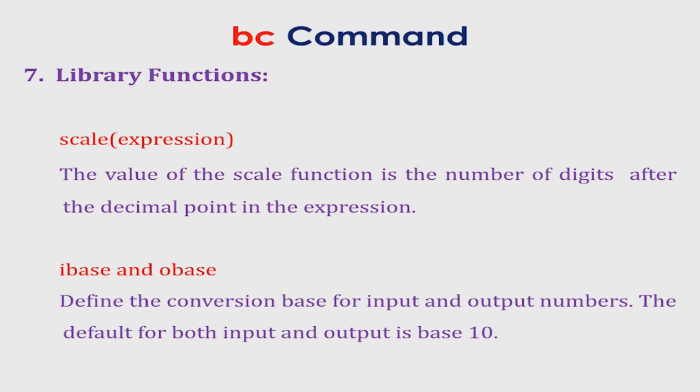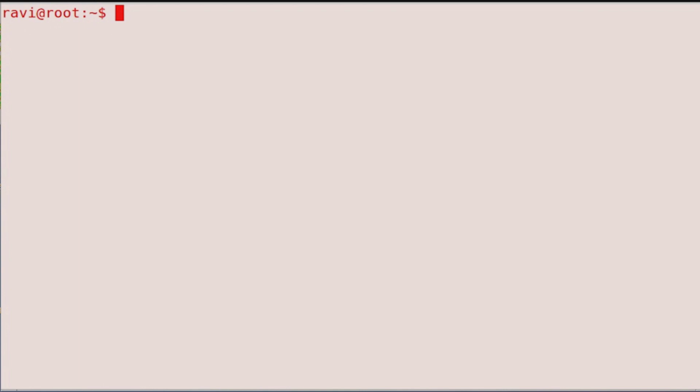The scale function is used to increase the accuracy of the floating point calculations by specifying the number of digits after the decimal point. I-base, O-base functions are used to convert the numbers from one number system to another number system. I-base stands for input base and O-base stands for output base. Let us now see the demonstration of BC command.